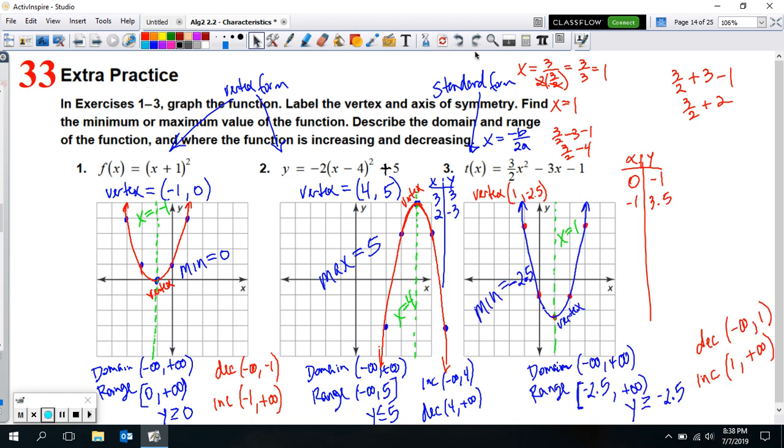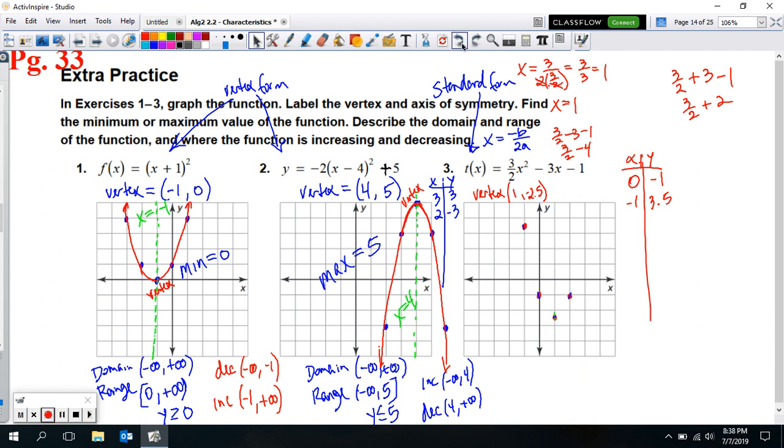So go ahead and put this right here on your graph, and then the same thing on the other side. We're going to go 2 this way and go all the way up to the same level as what we're on here, which would be 3.5. So go ahead and do that as well. Now we have our points. We can graph it. Go ahead and graph your parabola. Draw your U shape.